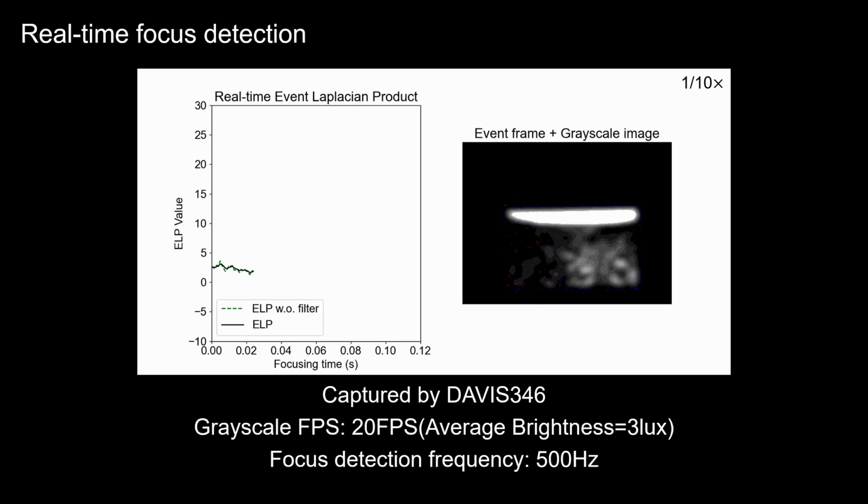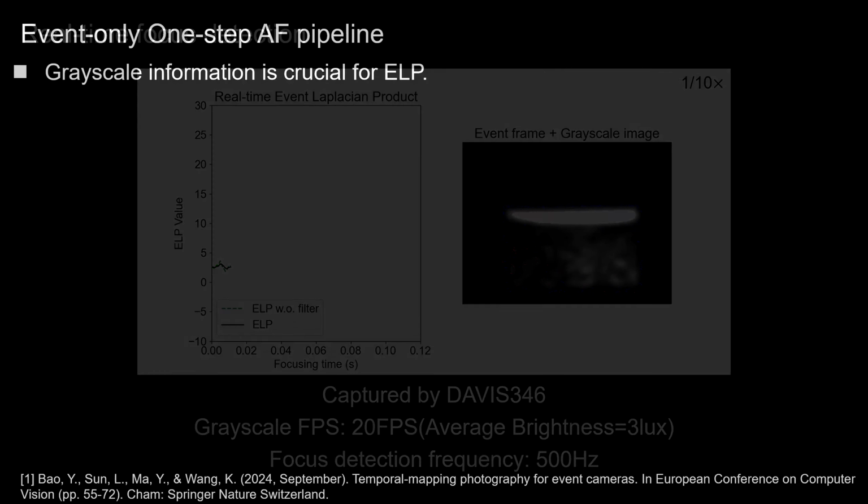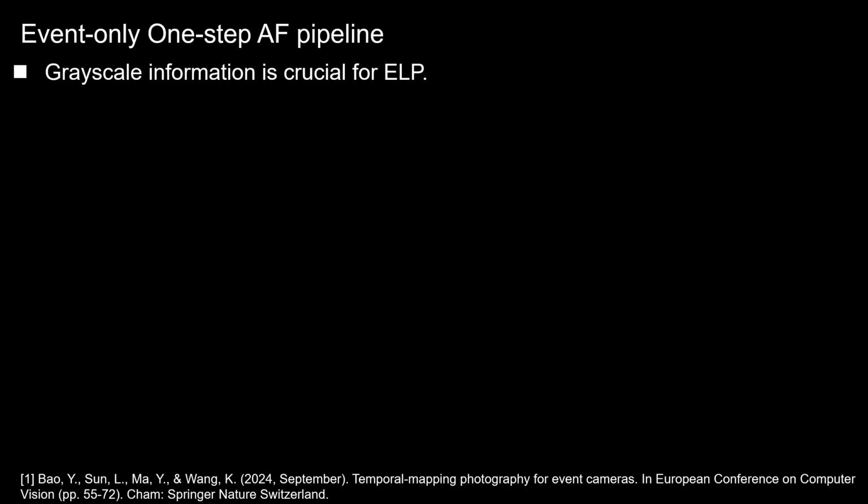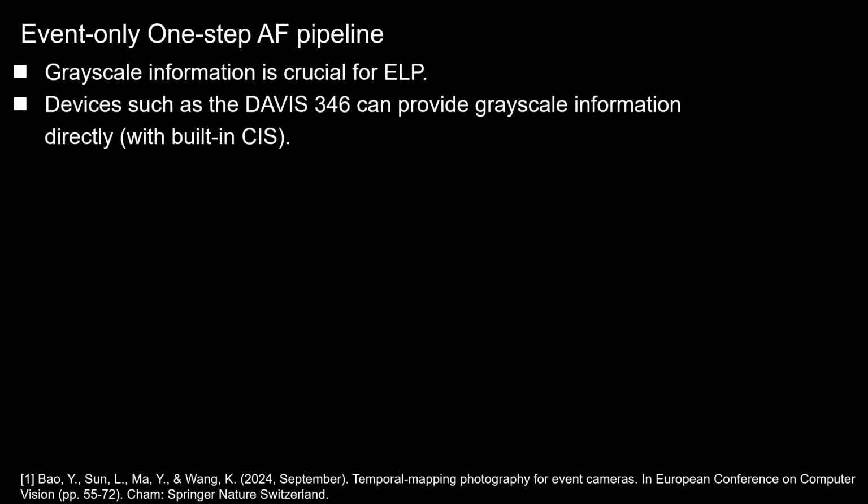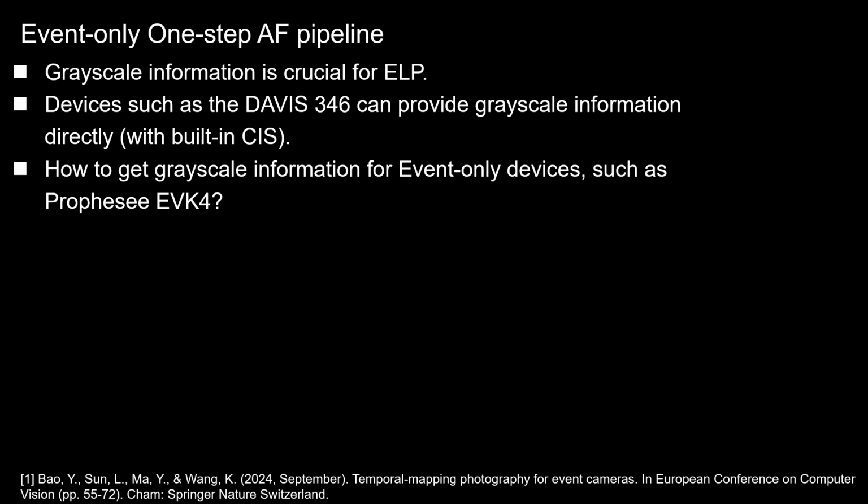In darker environments, the grayscale frame rate drops, but this does not significantly affect the accuracy of focus detection. In our ELP-based method, grayscale information is essential. Devices like the DAVIS 346, which integrate a CIS, can provide grayscale frames along with event data. But for an event-only sensor, such as the Prophesee EVK4, how can we obtain grayscale information?